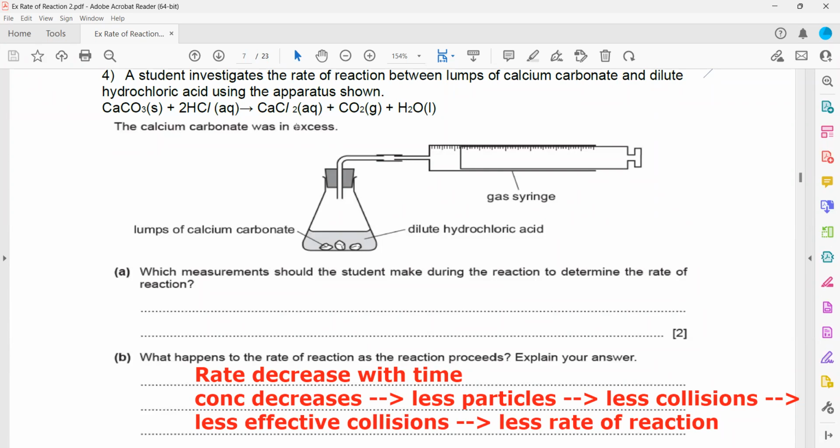Here actually it is mentioned. So calcium carbonate is in excess, so you have to mention the acid used up. I did not read this part. You can say one of the reactants used up, but that is a very common term. According to the question, as they mentioned that calcium carbonate is in excess, you have to be specific that hydrochloric acid is used up.